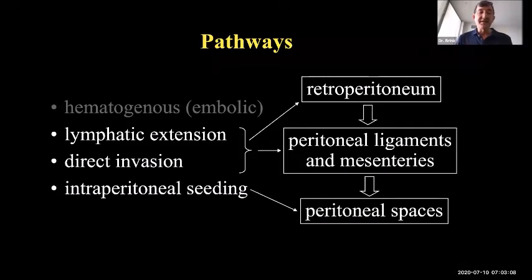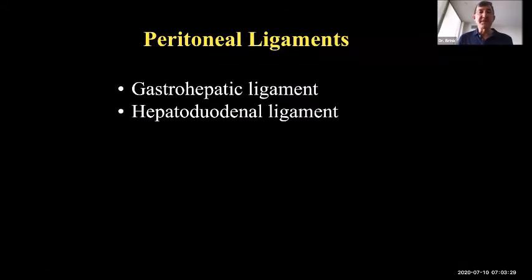And in this particular session, with 45 minutes committed, I'll be able to get through the first two big areas, the retroperitoneum and the peritoneal ligaments and mesenteries, and perhaps another day we can talk about the peritoneal spaces. But I will begin actually in reverse order and begin with the peritoneal ligaments, and then we'll work our way back to the retroperitoneum. So beginning with the peritoneal ligaments, there are three pairs of ligaments in the upper abdomen that form important pathways or highways of disease.